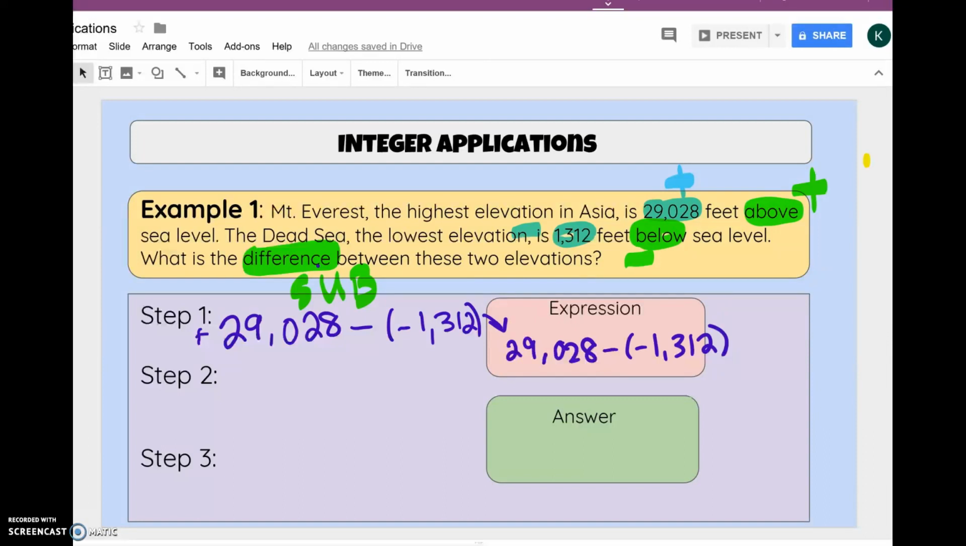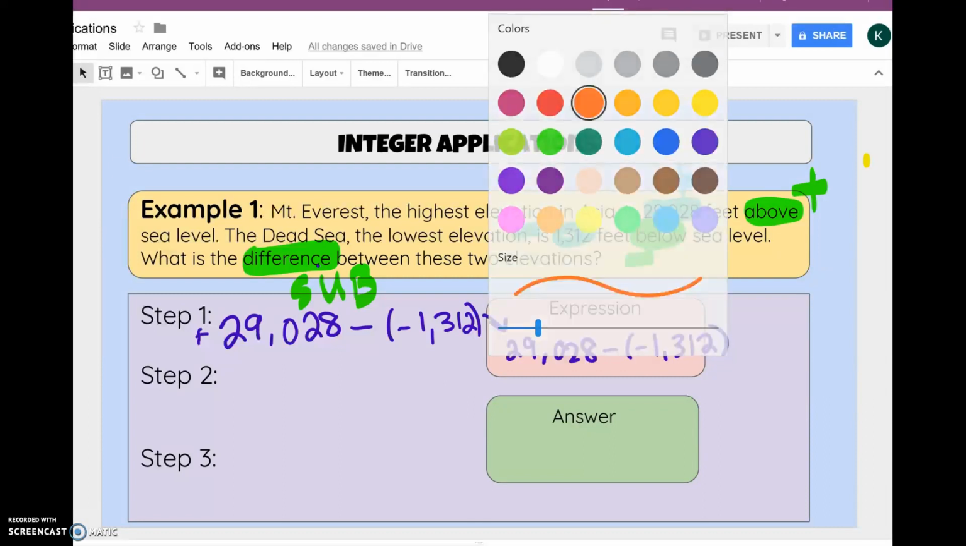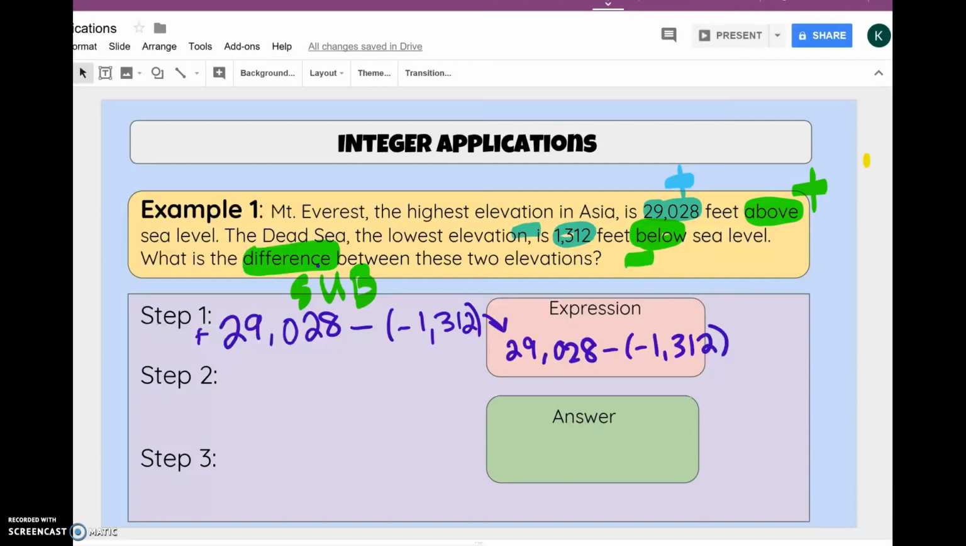Okay, so now for step 2, I actually need to do my math. I need to simplify. So one thing that I see right off the bat is I have double signs right here. So I know with double signs, I want to rewrite without double signs. Okay, so I know that minus a negative is really the same thing as a positive. So I'm going to rewrite my minus a negative as a positive, and I keep my numbers the same. So now I just need to do some math.